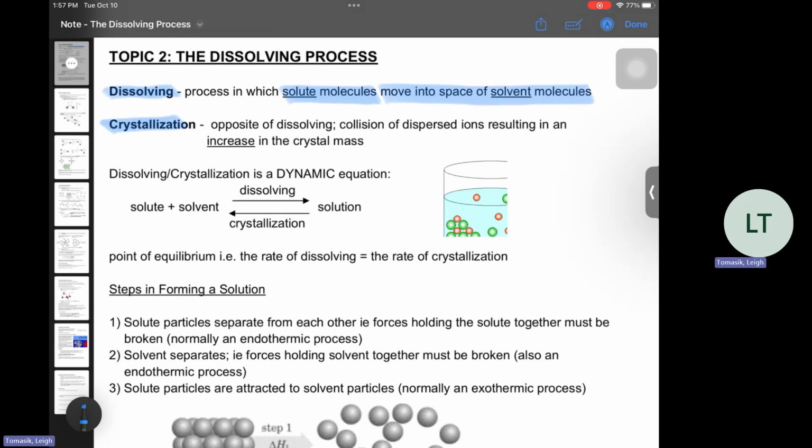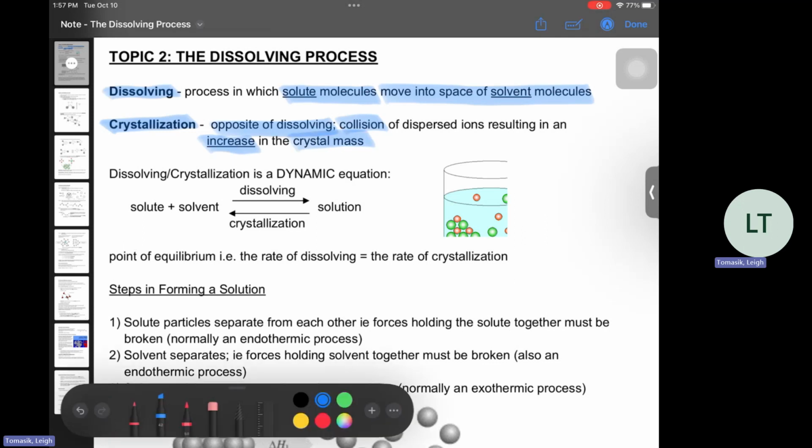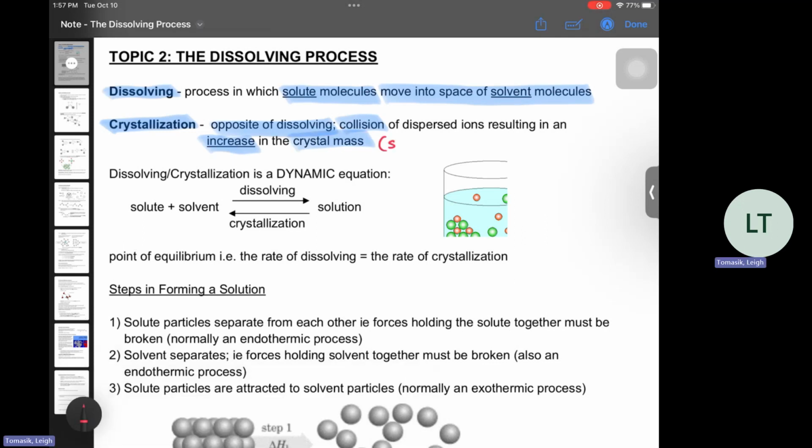We also have crystallization. Crystallization is the opposite of dissolving. And so when you have a bunch of ions floating around in the water, sometimes they collide and sometimes they stick together, in which case it will increase the mass of crystals, right? This would be the solid part increases.